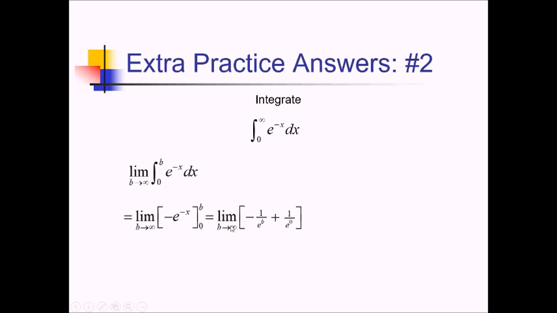Now, as b approaches infinity, this first term is a bottom-heavy term, which means that it's going to go to 0. This second term, e to the 0 is 1. 1 divided by that is 1. So this is just 0 plus 1, which comes out to 1.